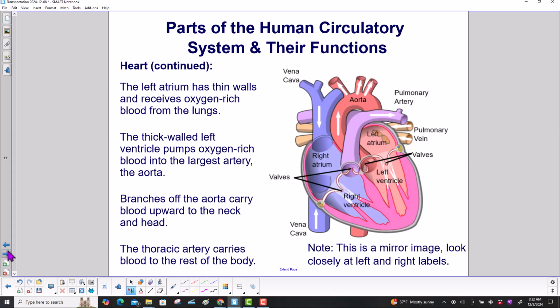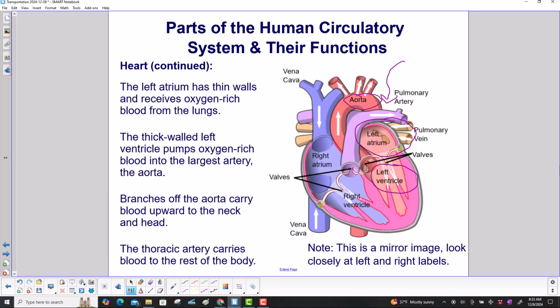The left atrium has thin walls and receives oxygen-rich blood from the lungs. Here is the left atrium. And please note, this is a mirror image. Look closely at the left and right labels. The thick-walled left ventricle pumps oxygen-rich blood into the largest artery, the aorta.